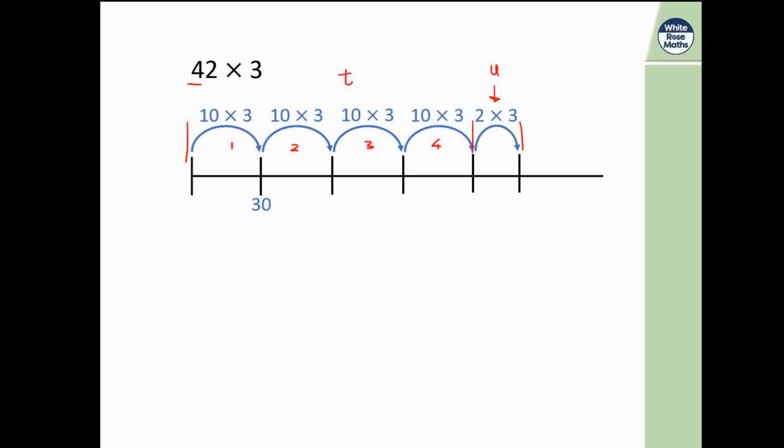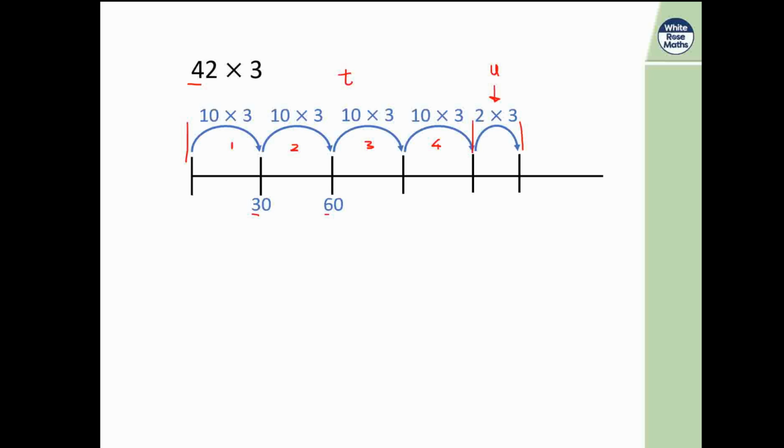So that makes 30. What will the next number be? If 10 times 3 makes 30, what's the next one going to be? This will also make 30, but we have to add it on here. So we have to do 30 plus 30, right? What does that give us? 60. Right. You know your 3 times table, right? Then you just have to put a 0 on the end.